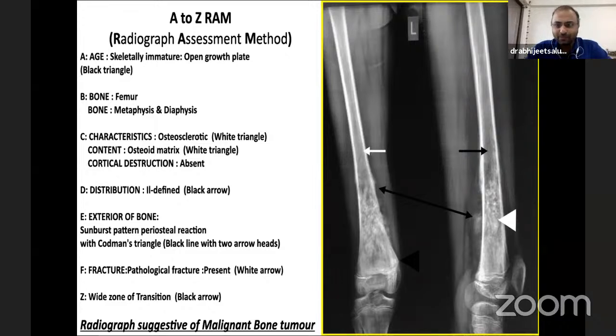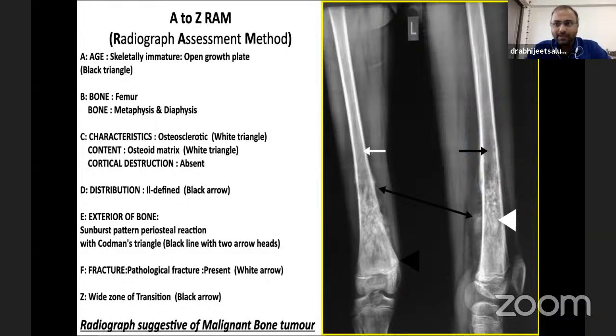F is the fracture. The white line is showing a fracture, that is a pathological fracture. And lastly, Z, zone of transition. Like Rishi described, zone of transition means we can draw a boundary of a country, where the country is starting and where the country is ending. That is a geographic lesion. This doesn't look geographic to us. It's a wide zone of transition. So all these features combined, this radiograph suggests a malignant bone tumor.